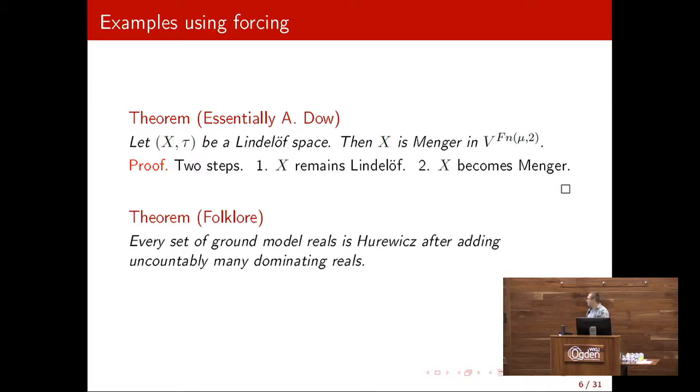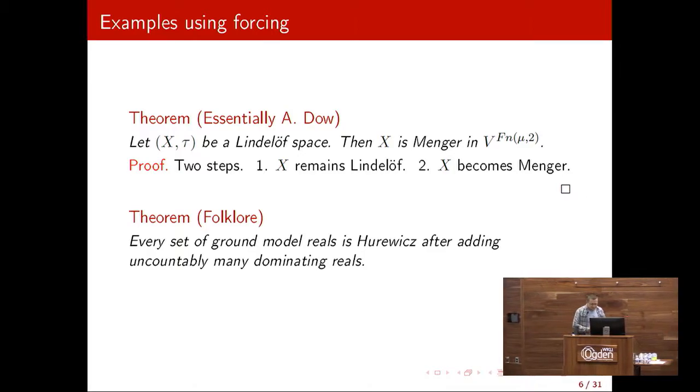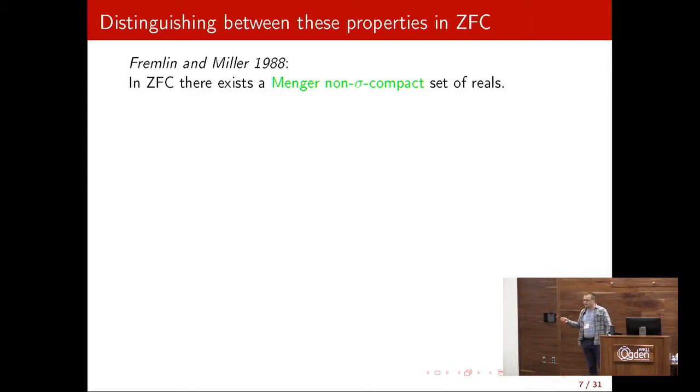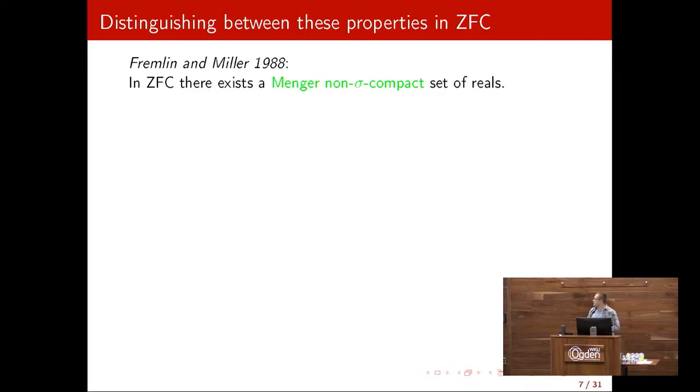And folklore, which is, again, if you have a ground model set of reals and you add many dominating reals, then you get a Hurewicz space. So by forcing, with very gentle forcing, you can turn your ground model Lindelöf spaces into Menger spaces, and if you use more force, you can get even Hurewicz. Good. Now, so we know already counterexamples using cardinal characteristics. We know counterexamples to the implications using CH.